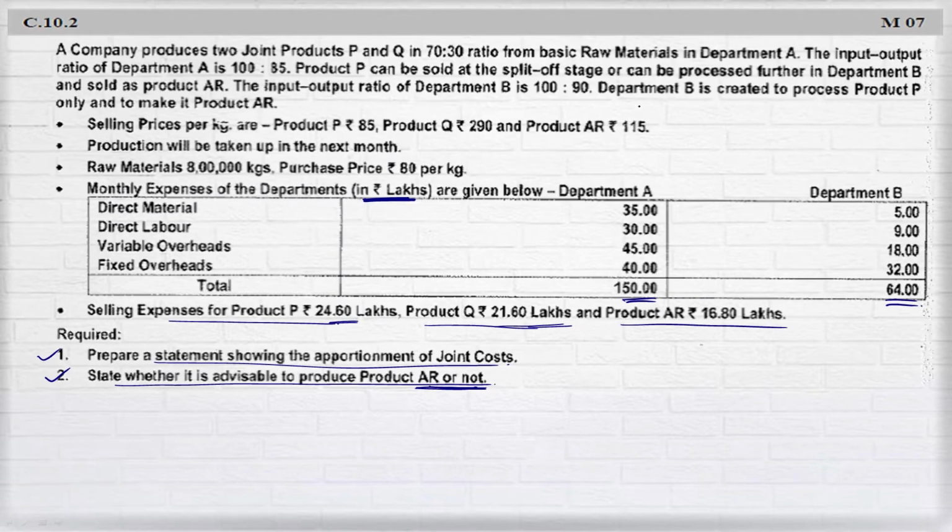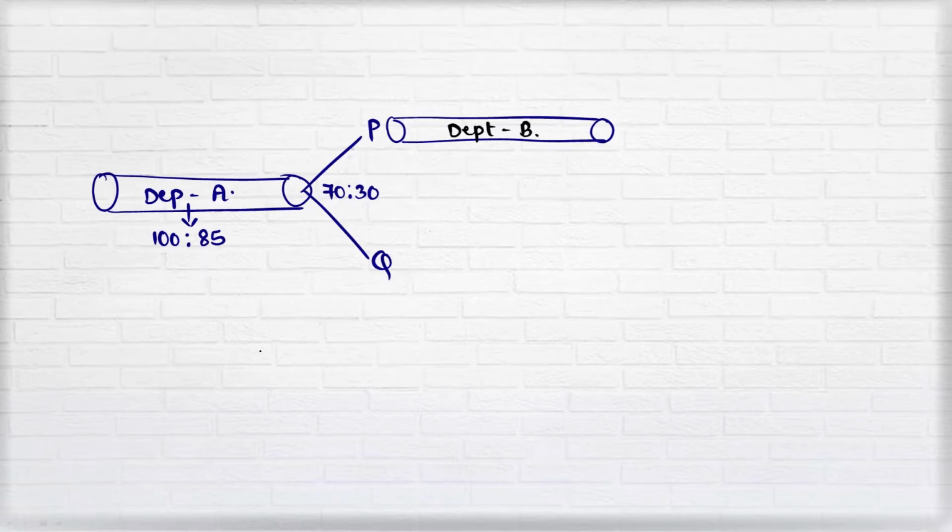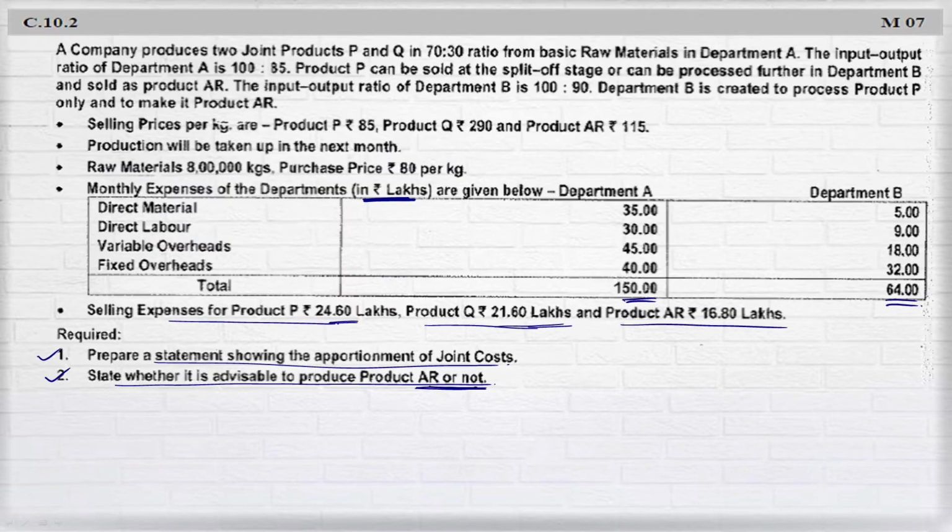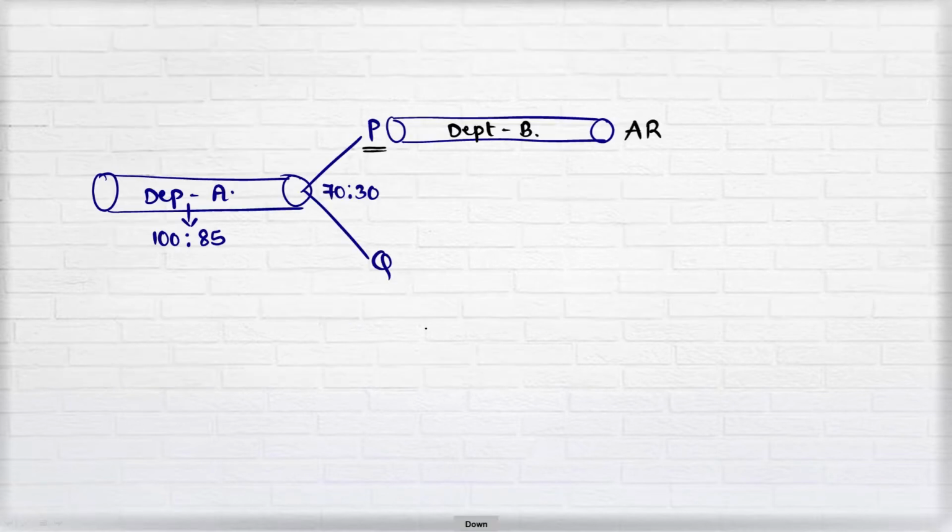The input output ratio in department B, and sold as a product AR. So once the product is further processed, what was the name of the product before? P. Now it is further processed, so the name of the product will be changed to AR. The input output ratio in department B is 100:90. I'll tell you what is input output ratio and how this will be used.